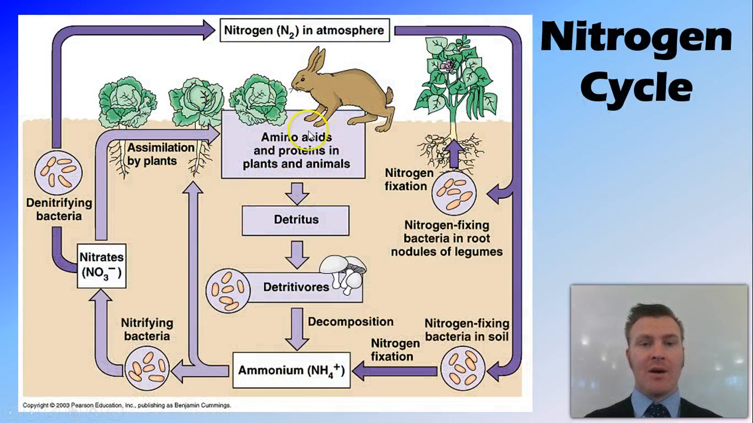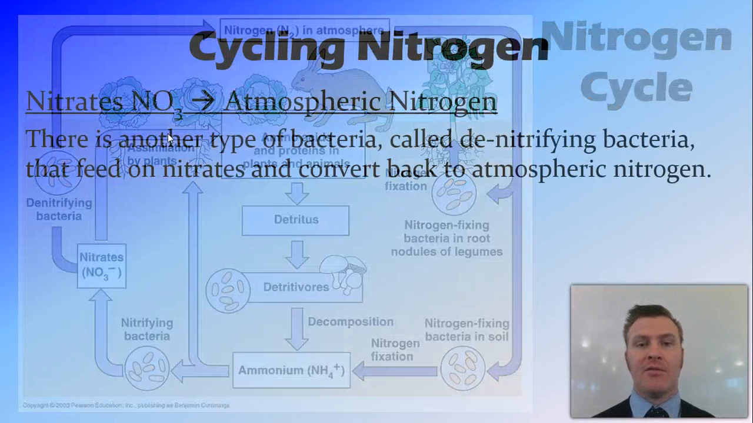So we have our amino acids and organic nitrogenous compounds. They're broken down by detritivores, turned back into ammonia. That way the nitrifying bacteria can then work on them again, cycling them back into the food chain.